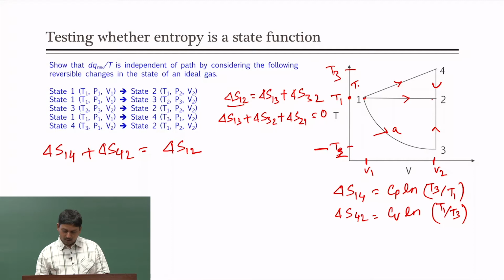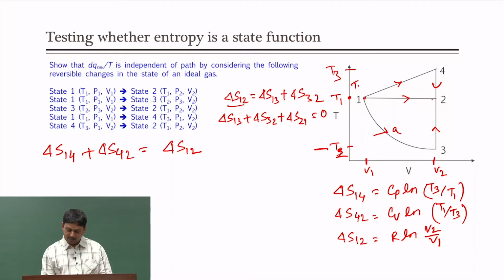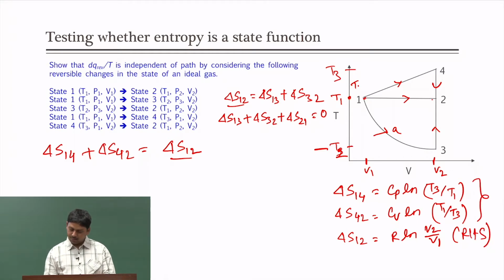And delta S 1 2 is a process in which temperature is same, pressure and volume are changing, which is now nothing but an isothermal expansion process. So, it is R ln V2 by V1. Now, let us see the left hand side. So, this is our right hand side and the left hand side is the sum of these two. Let us sum both of them.